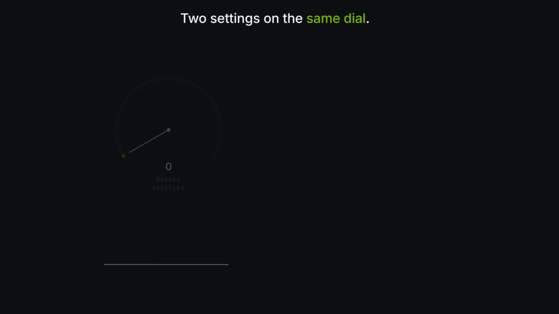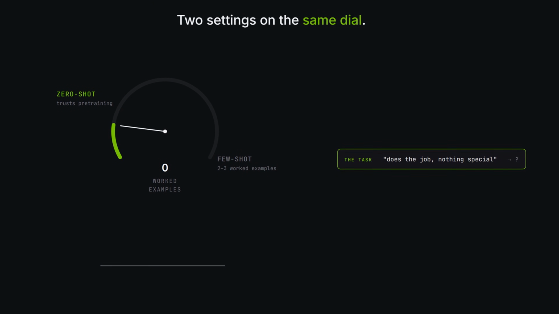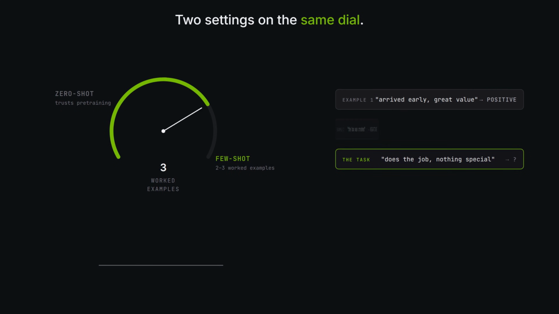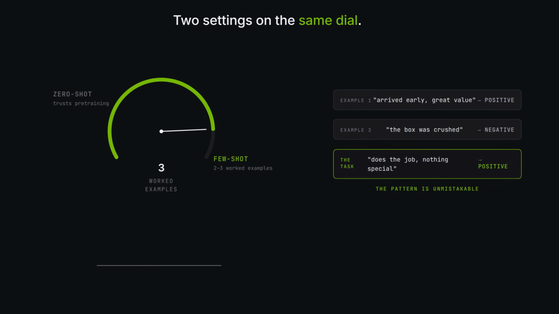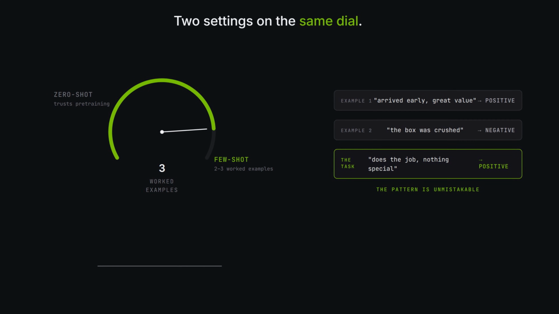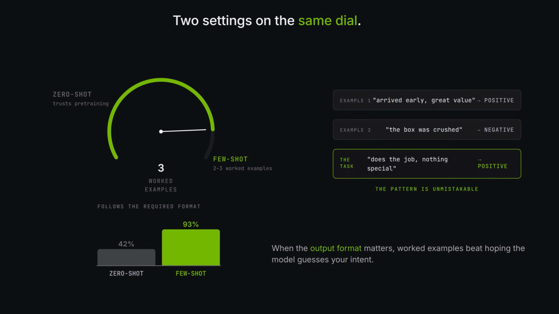A zero-shot prompt just states the task and trusts the model to figure it out from what it already learned during pre-training. A few-shot prompt hands it 2 or 3 worked examples first, so the pattern is unmistakable. And for anything with a specific output format, few-shot almost always beats hoping the model guesses your intent.